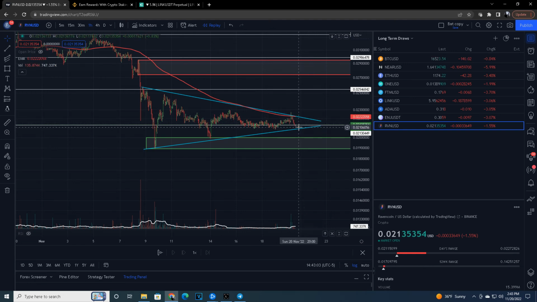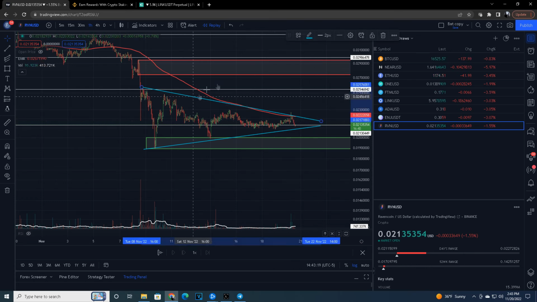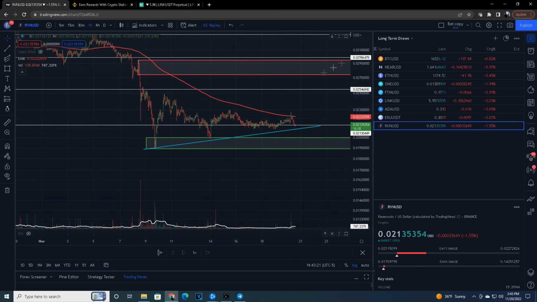But a breakout of any of these won't matter. If you break out of this line but you don't break below here, there's not going to be much of a break point for a downward break. If you break up and you can't get over the 200 period moving average, there's not going to be much of a break up. So these lines, I don't really care too much for triangles and draws like that anymore.